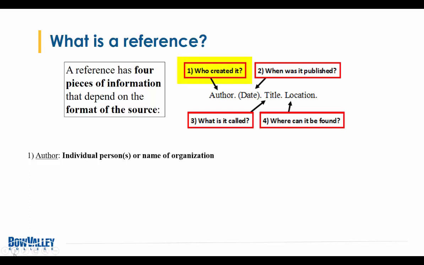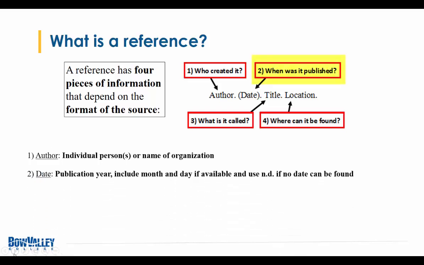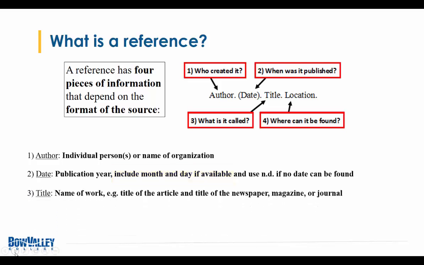As explained earlier, this can be an individual person, multiple people, or the name of a group like a government agency or a nonprofit organization. When was it published? This is usually the year the source was published, or the abbreviation N.D. if you can't find a date. For some formats, such as newspapers and magazines, you must also include a month and a day if it is available.